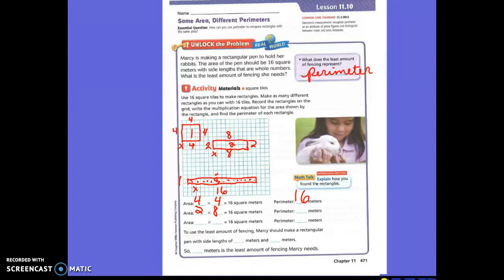Okay. Now you add, because this is perimeter. With perimeter you add. 2 plus 8 is what? 10. 2 plus 8 is what? 10. 2 tens is what? 20. Okay, so the perimeter is 20 meters for number 2.